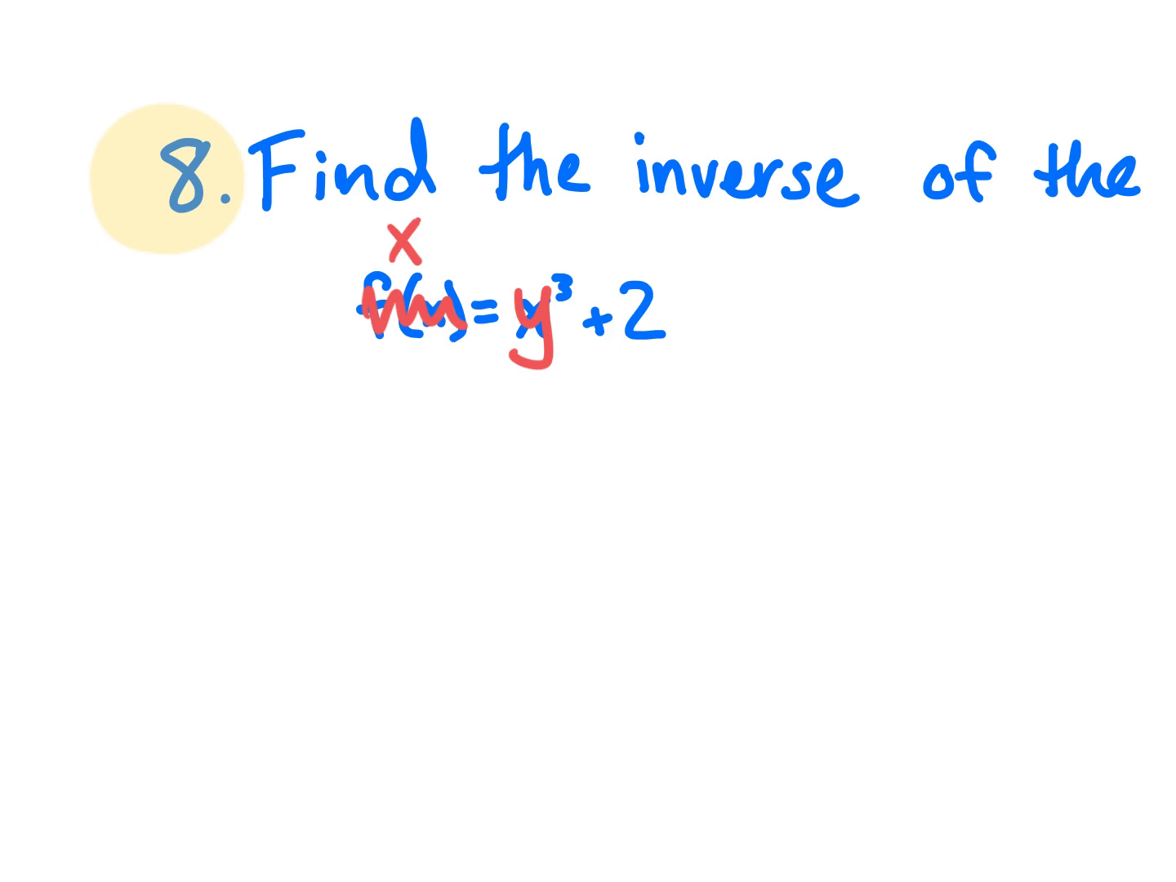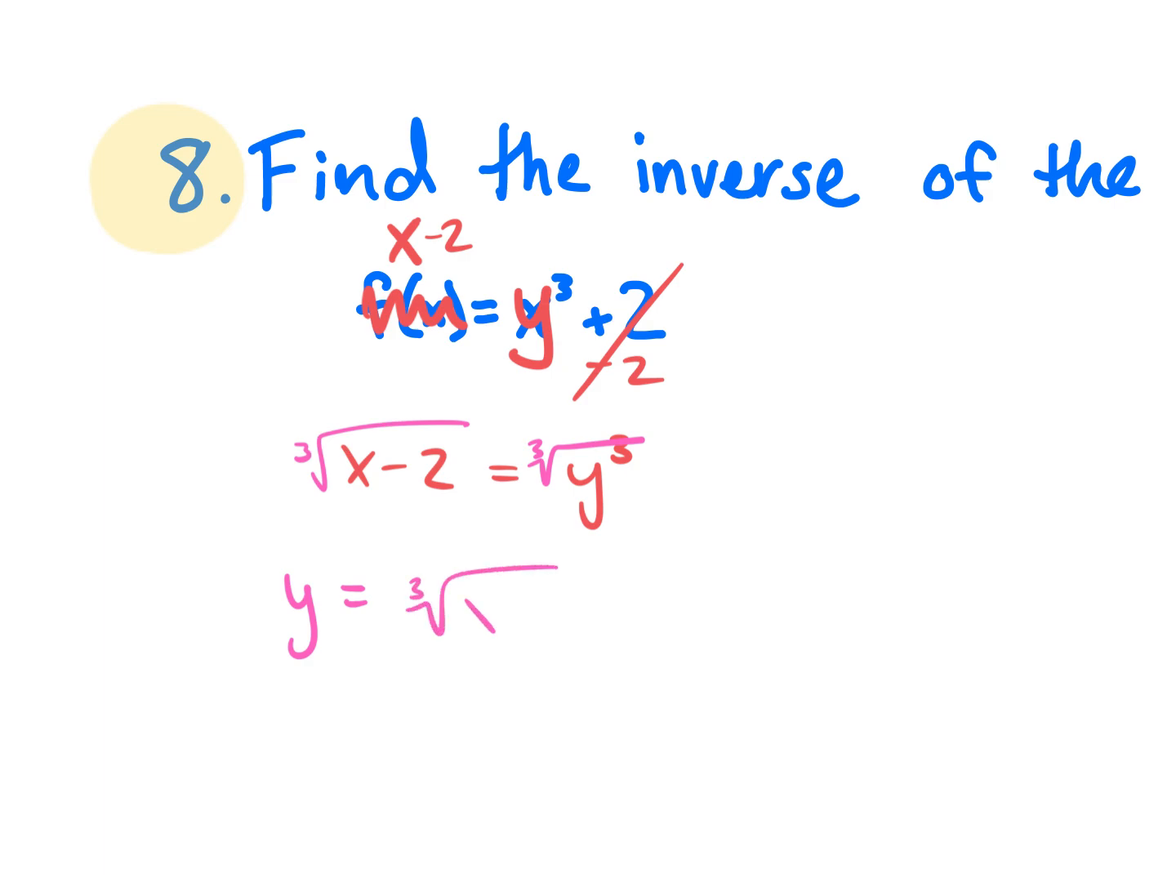We're going to solve for y, so let's subtract 2. So x minus 2 is equal to y cubed. Then what? Take the cube root of both sides to cancel out that cube. So we have y equals the cube root of x minus 2.